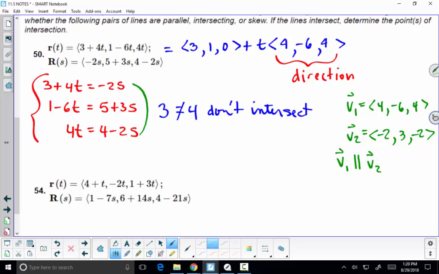So 2 vectors are parallel if there's a scalar multiple of one that gives the other. So like Will said, if we multiply this one by -2, we're going to get the other one. So these lines don't intersect, but they are parallel. So that means that they're not skew. Everyone agree with that?